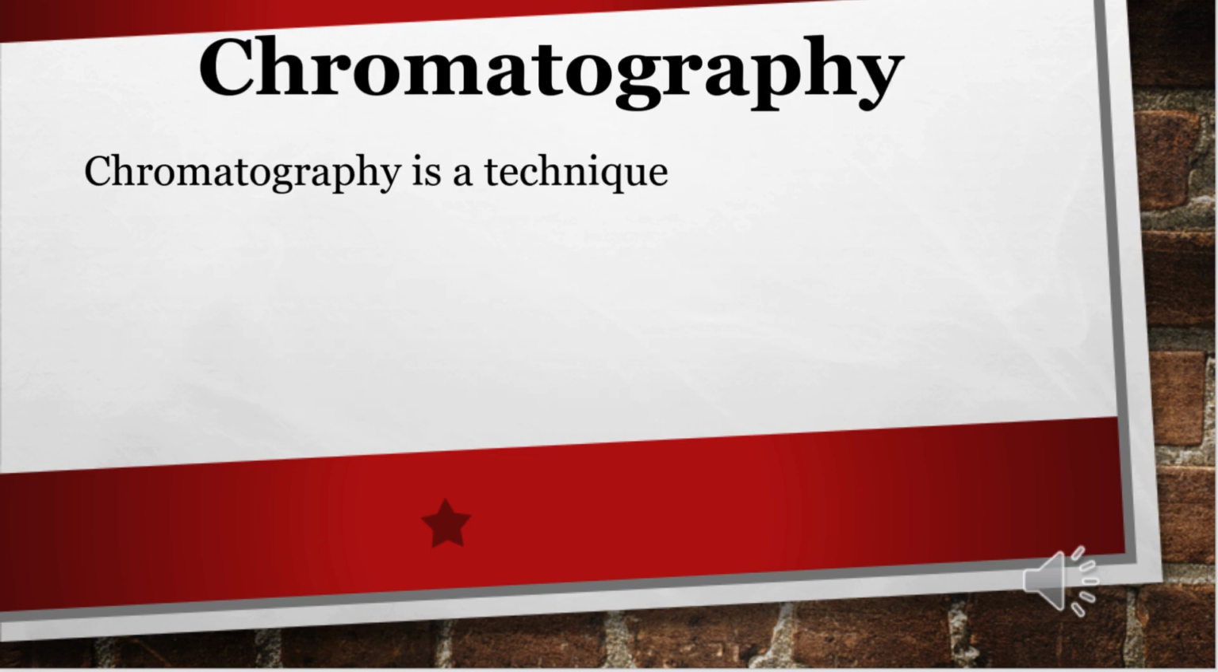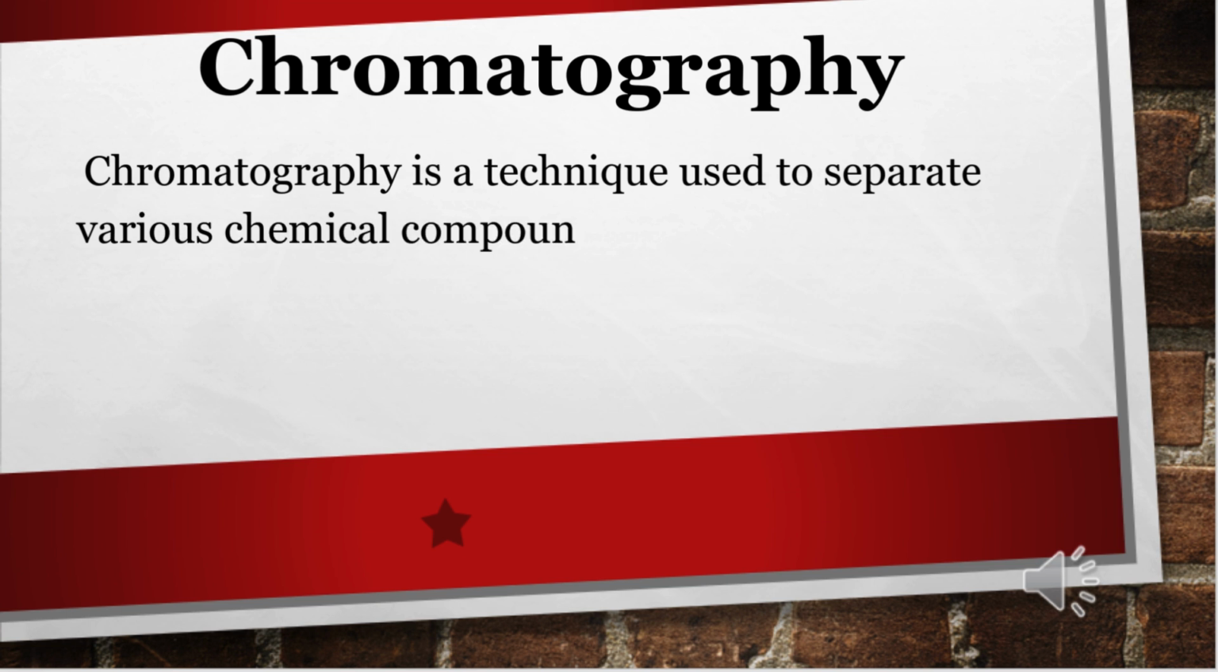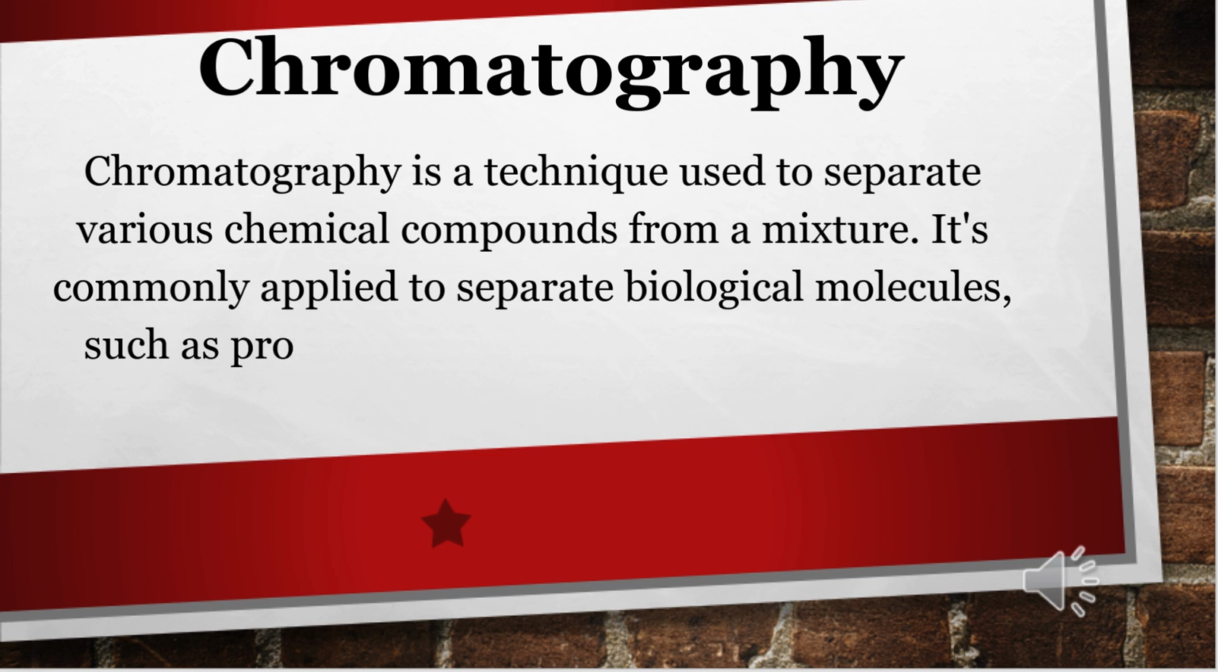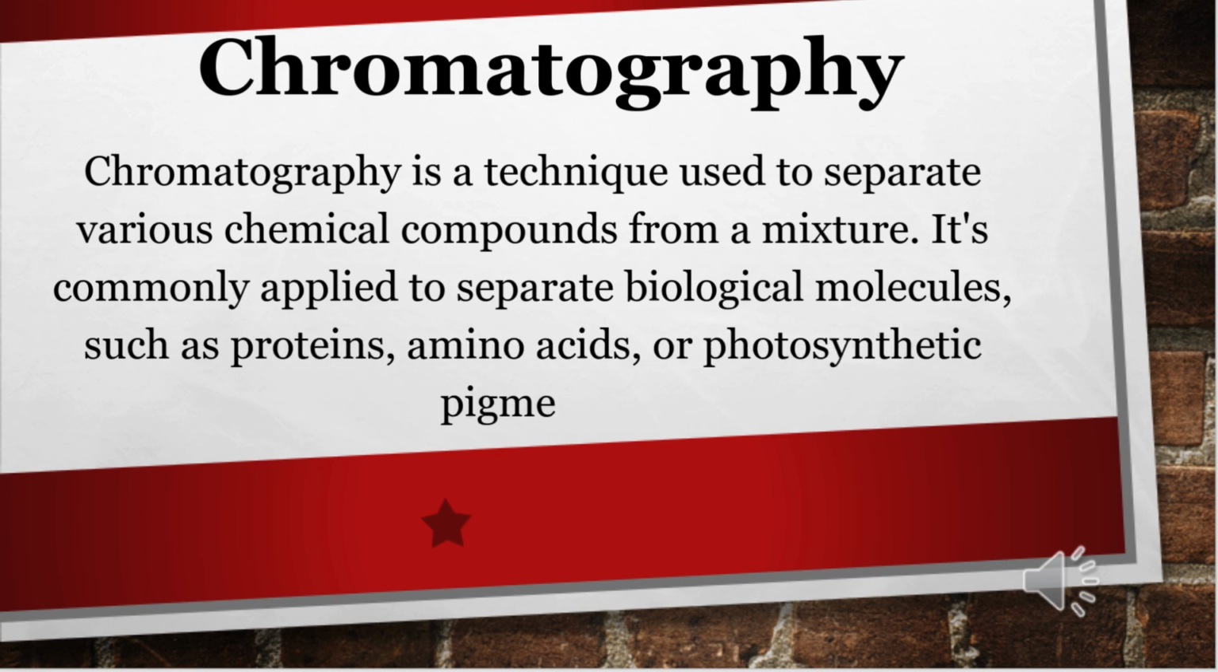Chromatography is a technique used to separate various chemical compounds from a mixture. It is commonly applied to separate biological molecules, such as proteins, amino acids, or photosynthetic pigments. There are several types of chromatographic techniques, including gas chromatography, thin layer chromatography, and paper chromatography. We'll explore these techniques in more detail in another module.